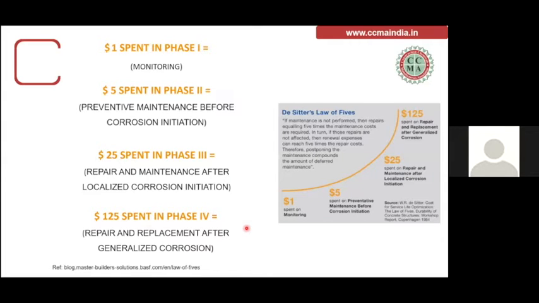So most of you are aware of this. It's the famous de Sitter's law of five: give me now or give me later, and the amount that it escalates to over a period of time.